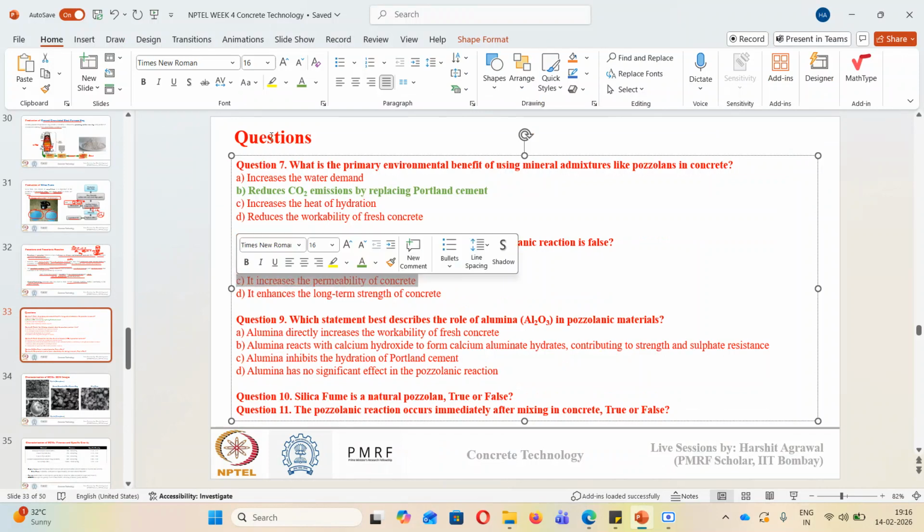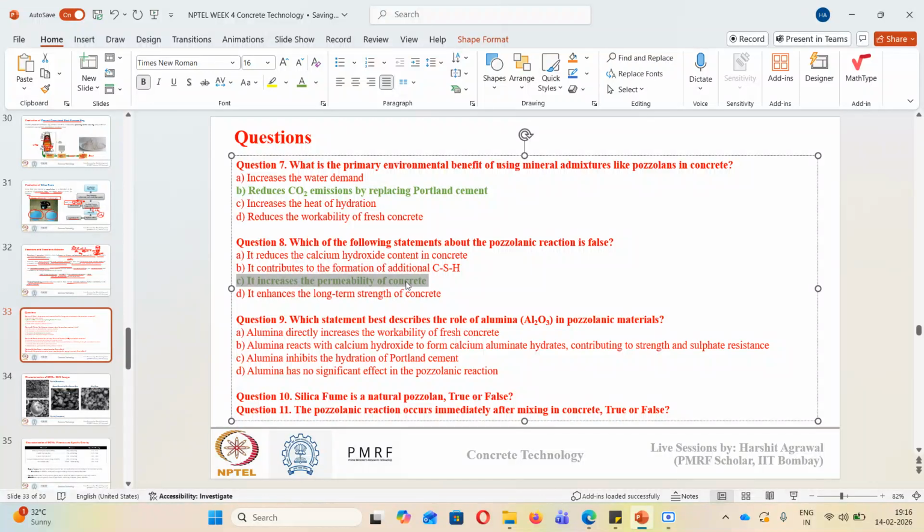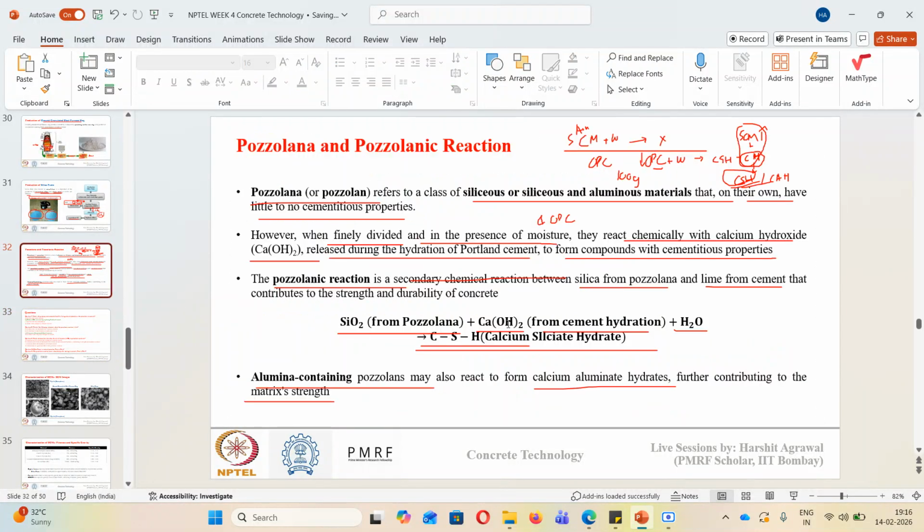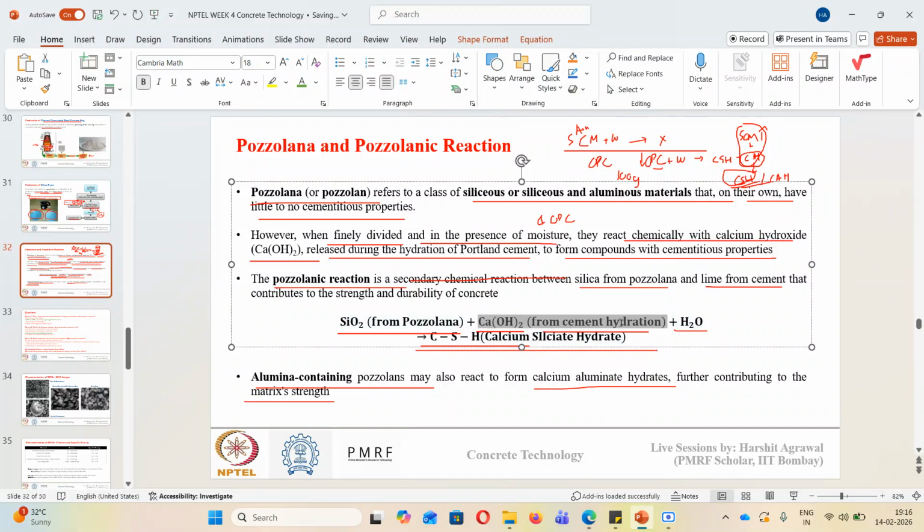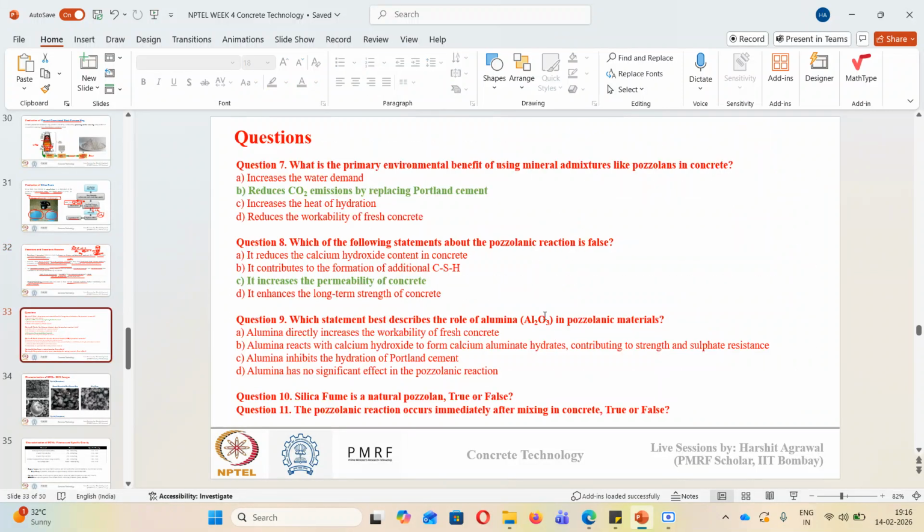It increases the permeability of concrete. So when we add SCMs, we are consuming calcium hydroxide, which usually used to be a waste of cement hydration. We are consuming that waste and we are forming calcium silica hydrate. So when we form calcium silica hydrate, we are densifying the concrete.